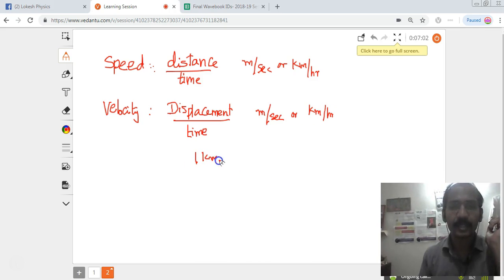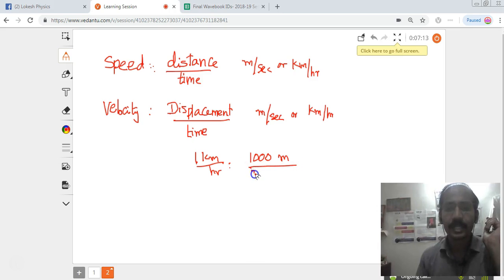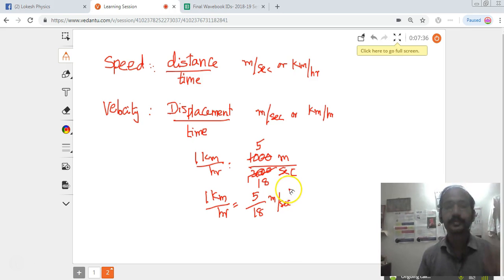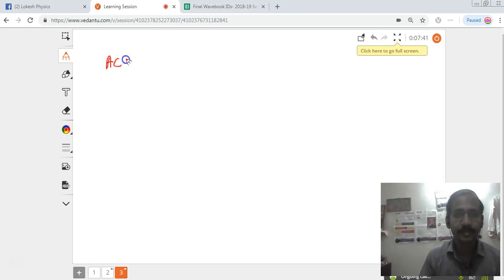1 kilometer per hour is how many meters per second? 1 kilometer is 1000 meters. 1 hour is 3600 seconds, not 60 seconds. Once you do the simplification, 5 by 18 will come. Finally, 1 kilometer per hour is equal to 5 by 18 meters per second. Clear?